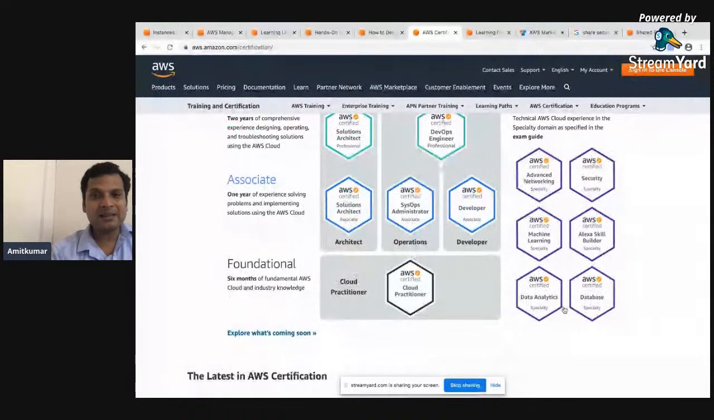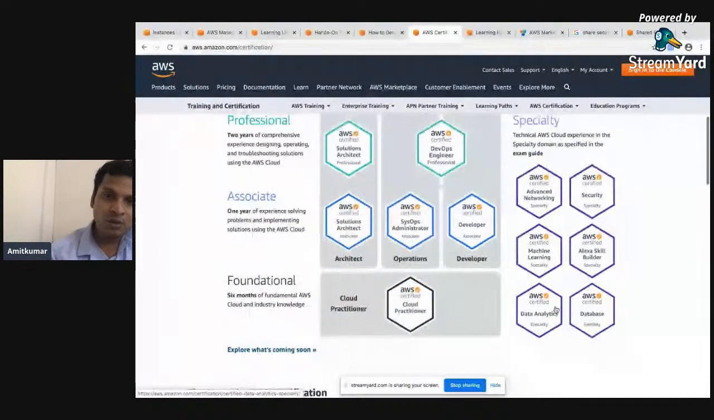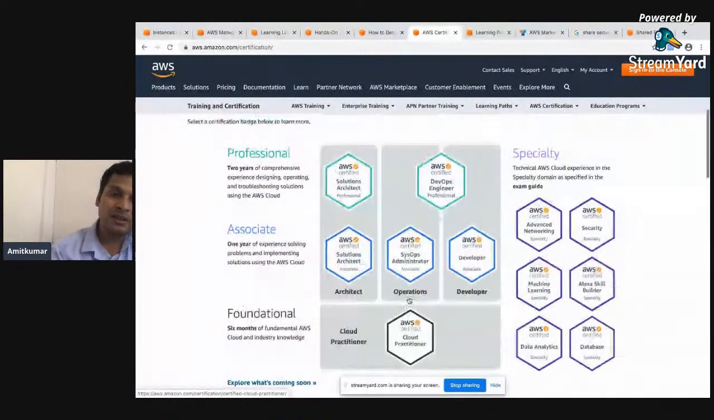Data analytics again, and Hadoop is not AWS. Hadoop is just one of the use cases wherein you can spin up the required infrastructure on AWS and implement it. So you can do all sorts of certifications.